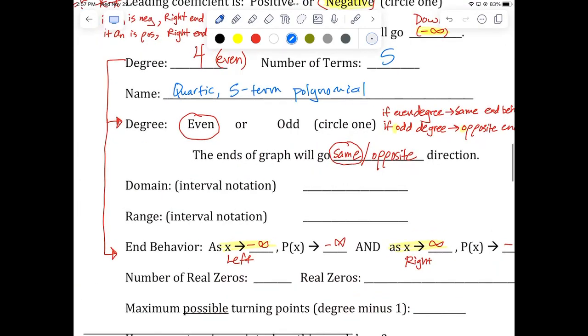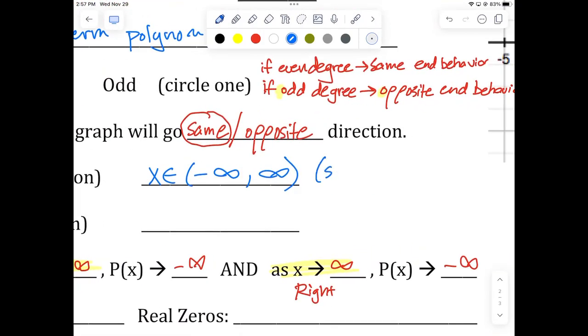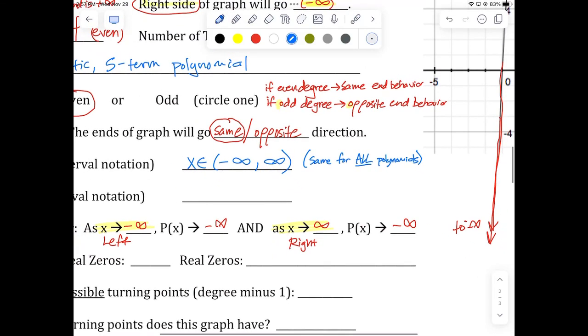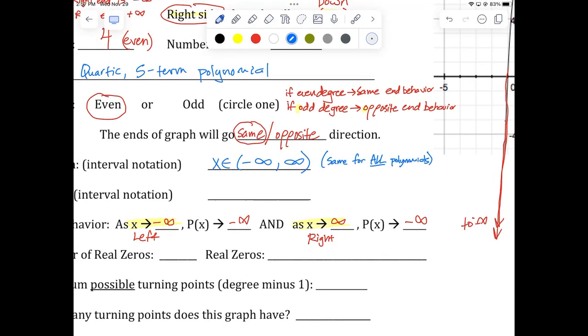All real numbers, okay? In interval notation, we write that as x epsilon, negative infinity to infinity. This is going to be the same for all polynomials. Just a little FYI. Every single polynomial has a domain of all real numbers. That's one of the nice features about polynomials. They have a domain of all real numbers.